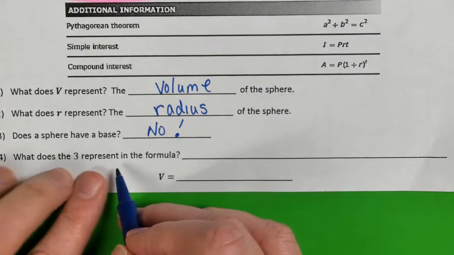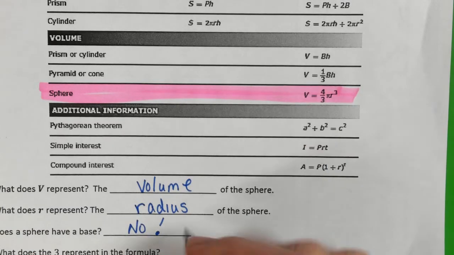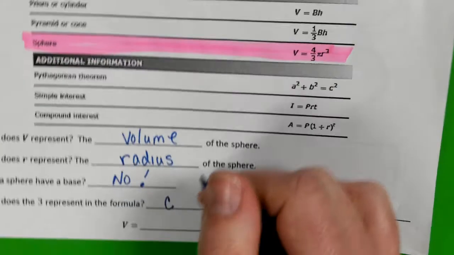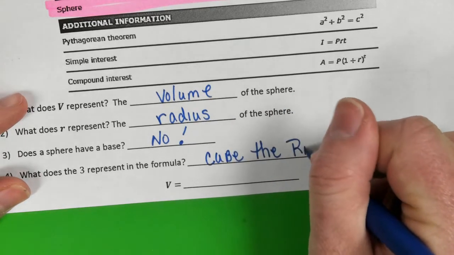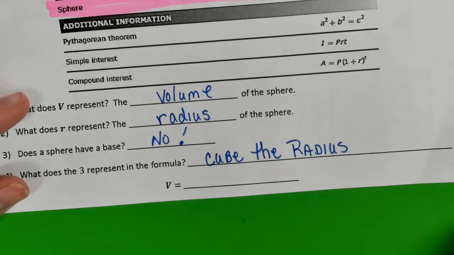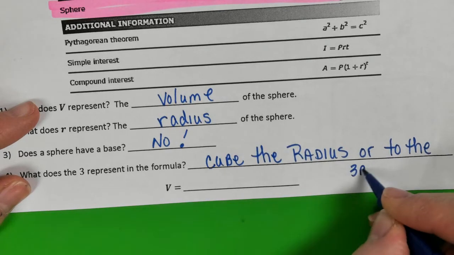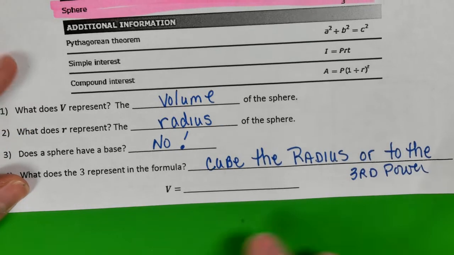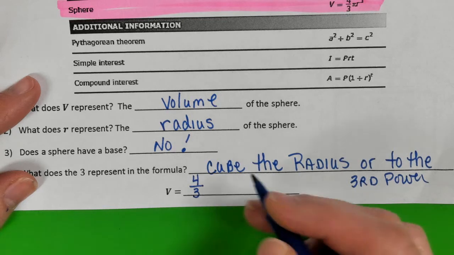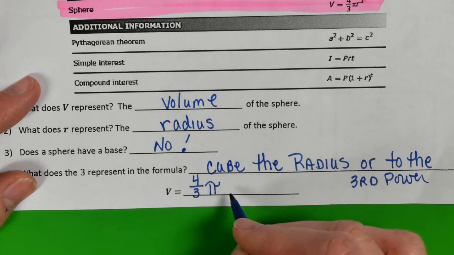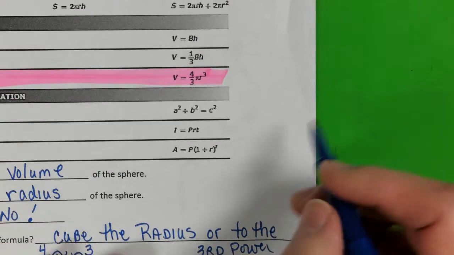And then it says, what does the 3 represent in the formula? If you'll notice, the R, the radius, has an exponent of 3. And what that means is to cube the radius, or to the 3rd power. So our volume formula for a sphere, all we have to do is simply do 4/3 times pi times our radius cubed.